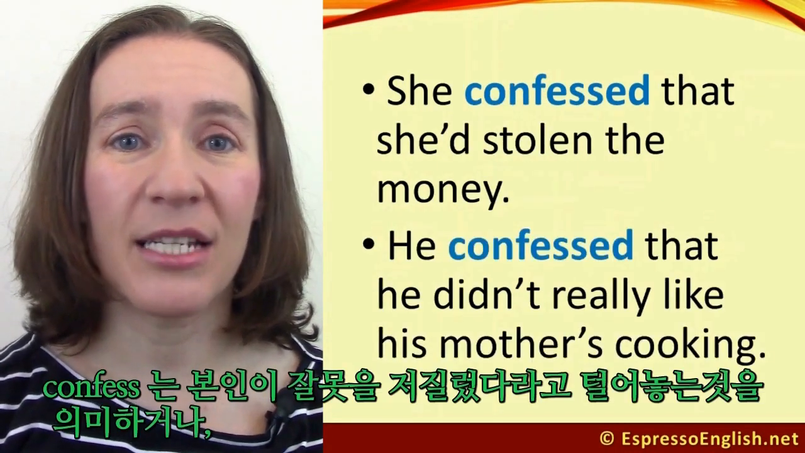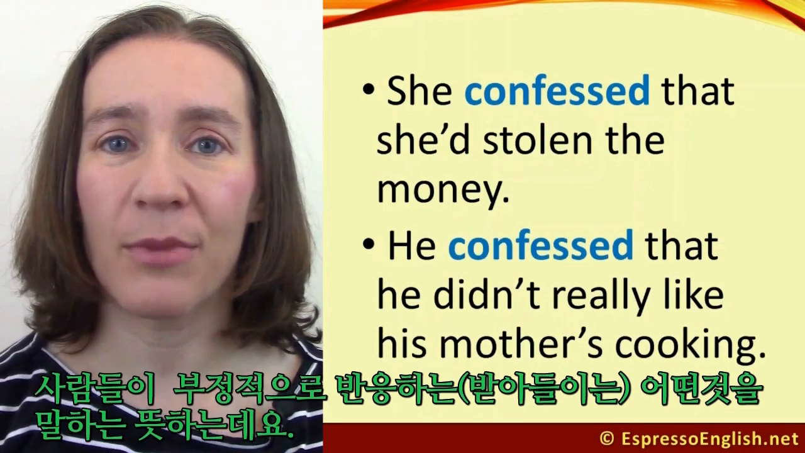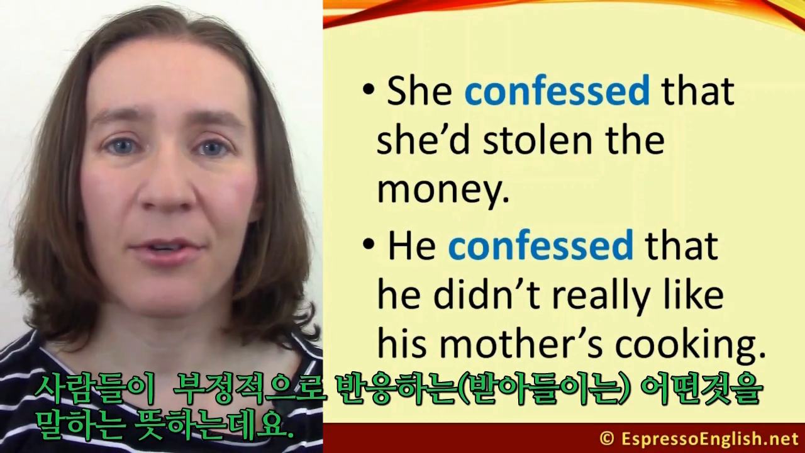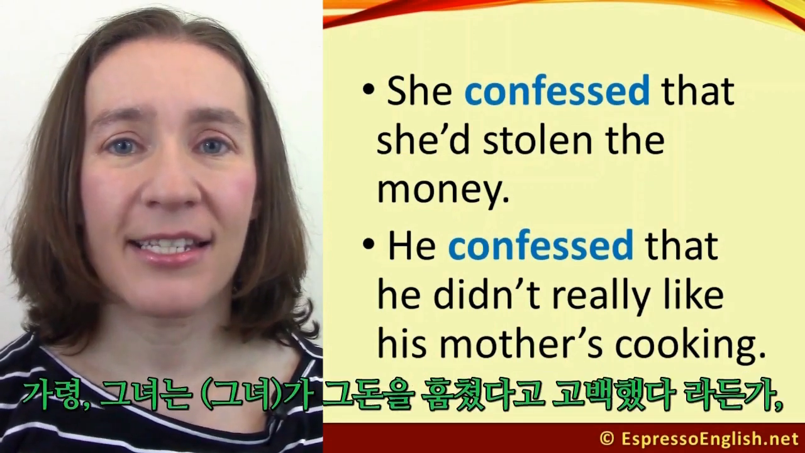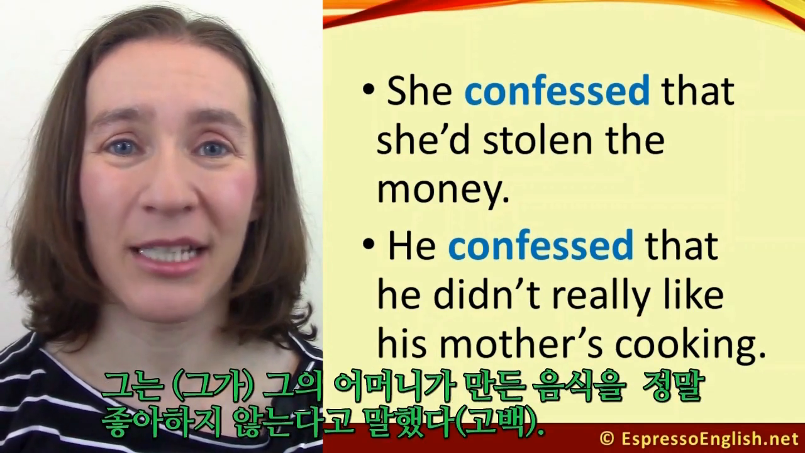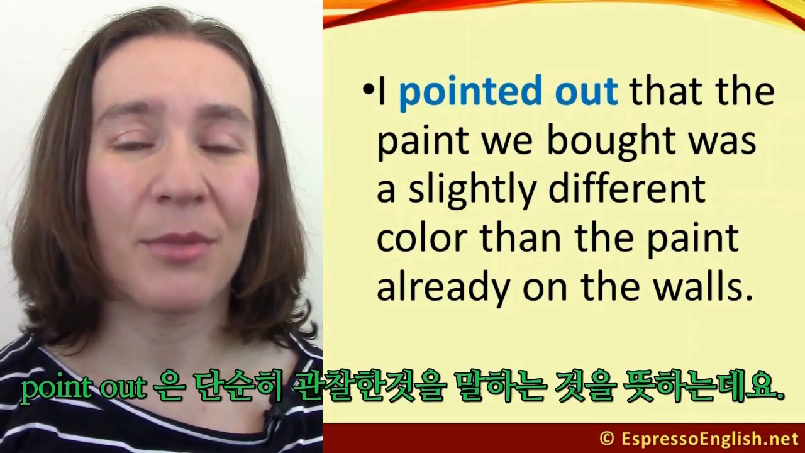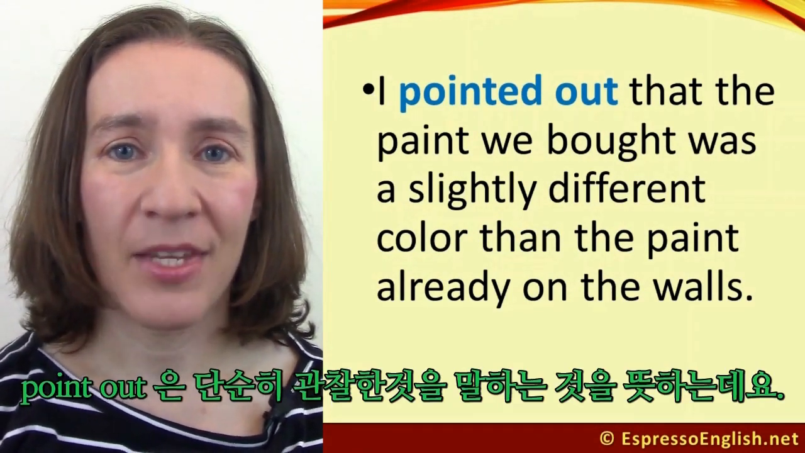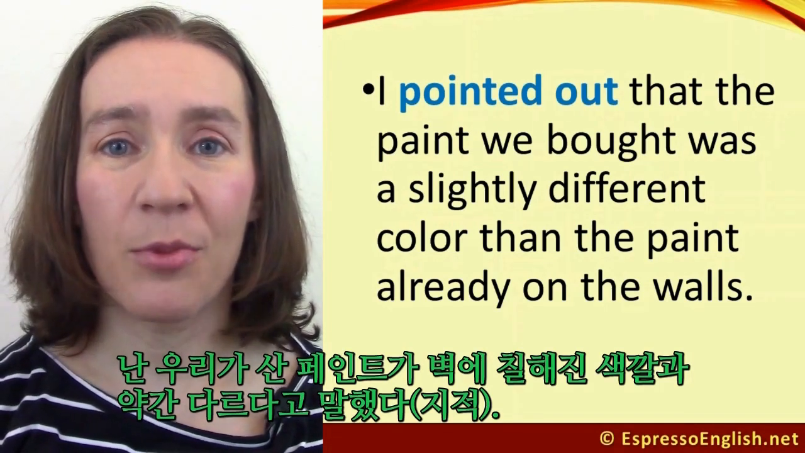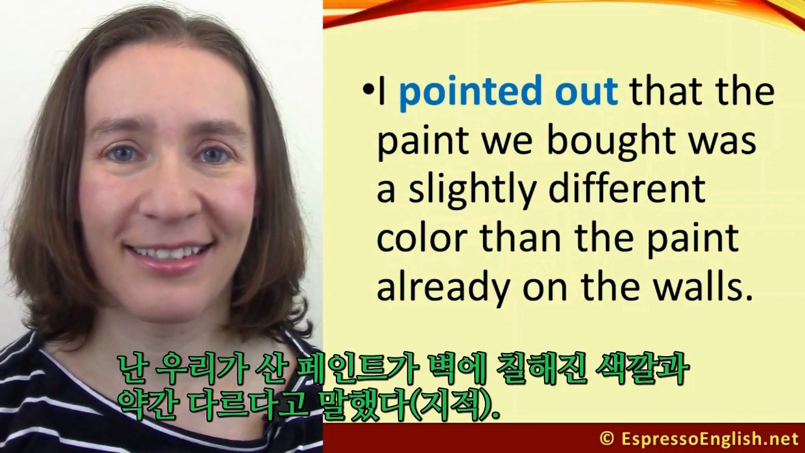To confess means to reveal that you did something wrong or say something to which other people might react negatively. For example, she confessed that she'd stolen the money. He confessed that he didn't really like his mother's cooking. And to point out simply means to say an observation. I pointed out that the paint we bought was a slightly different color than the paint already on the walls.